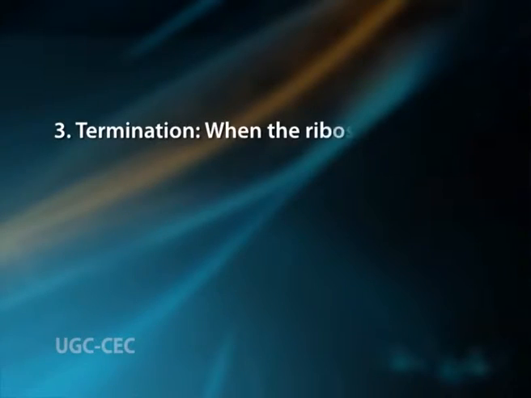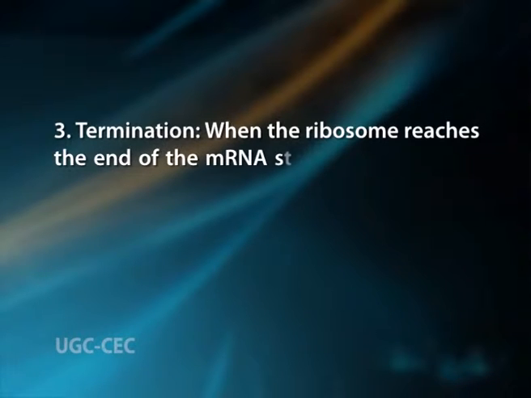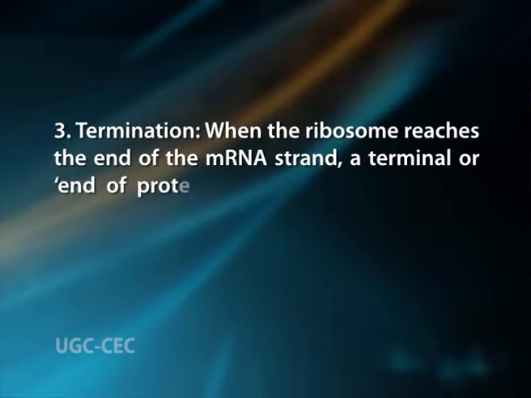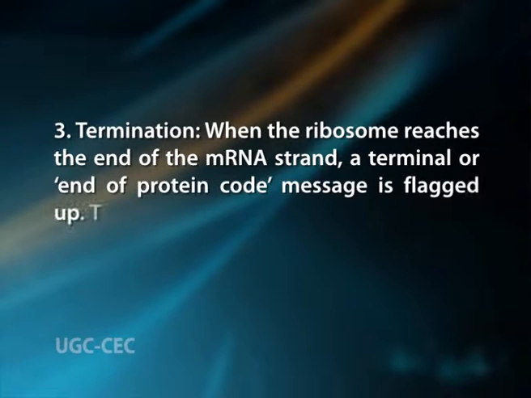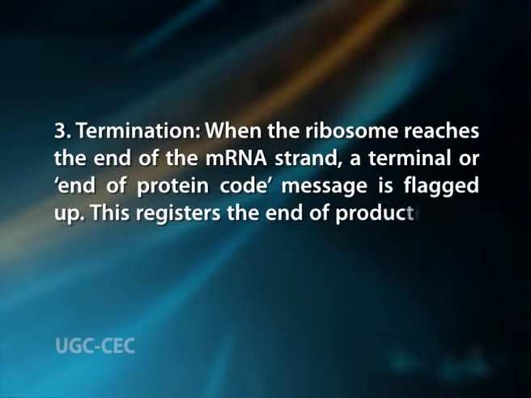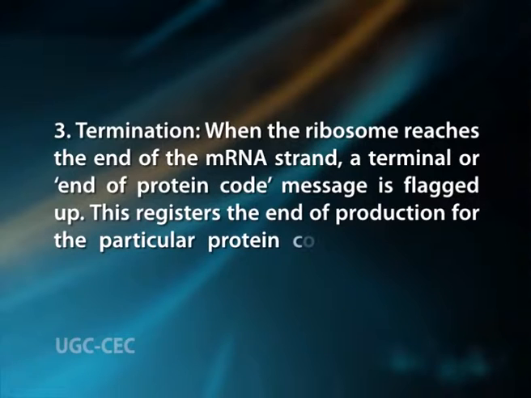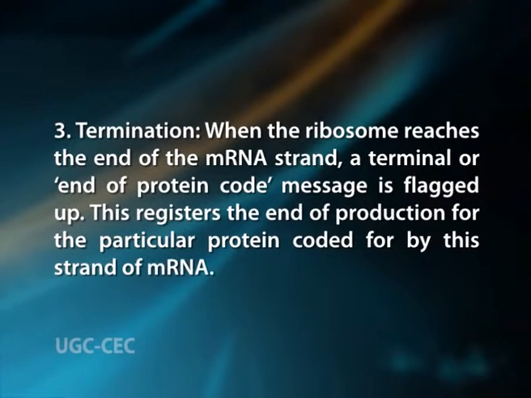Termination. When the ribosome reaches the end of the mRNA strand, a terminal or end of protein code message is flagged up. This registers the end of production for the particular protein coded for by this strand of mRNA. Release factor chemicals prevent any more amino acid additions, and the new protein is completely moved out into the cytoplasm through a cleft in the large subunit. The two ribosome subunits disengage, separate, and are reused or broken down.